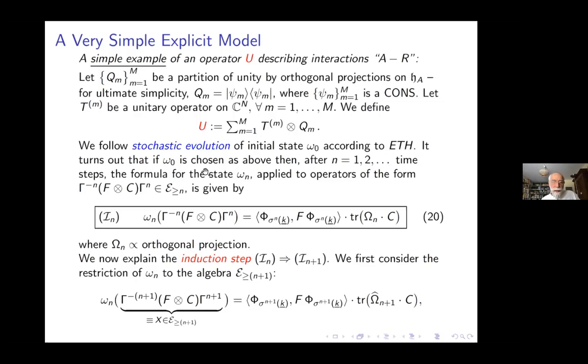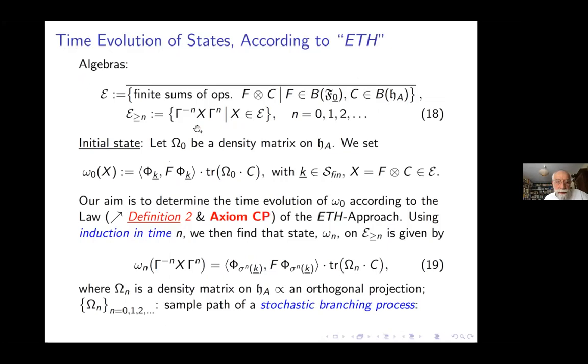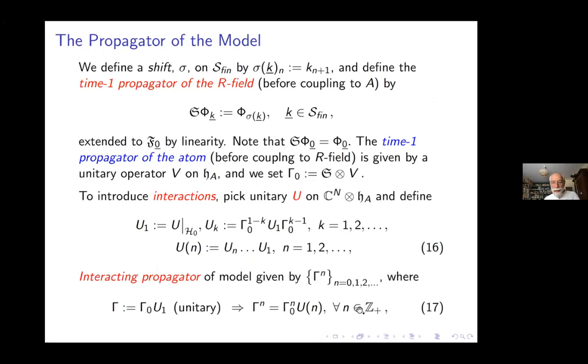We would like to follow the stochastic evolution of the initial state omega naught according to the ETH approach for a propagator that is defined, as before, like it was here in this equation 17.